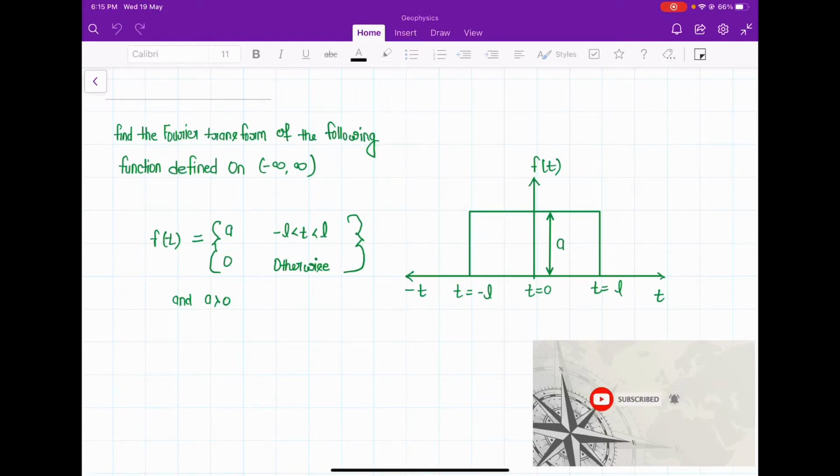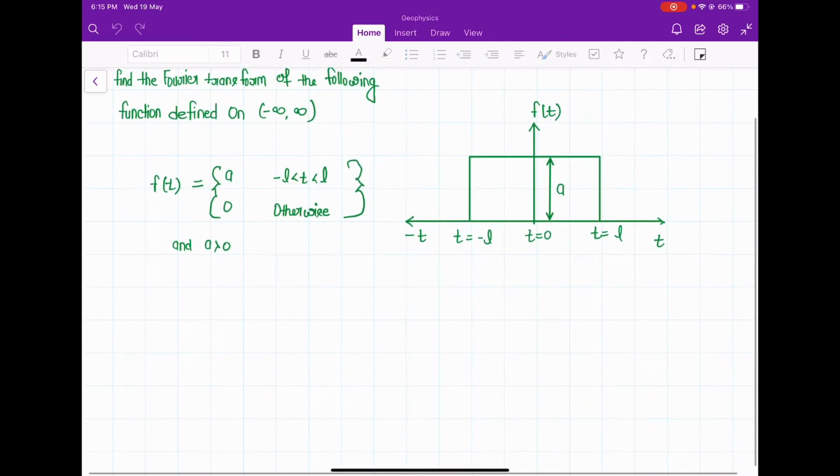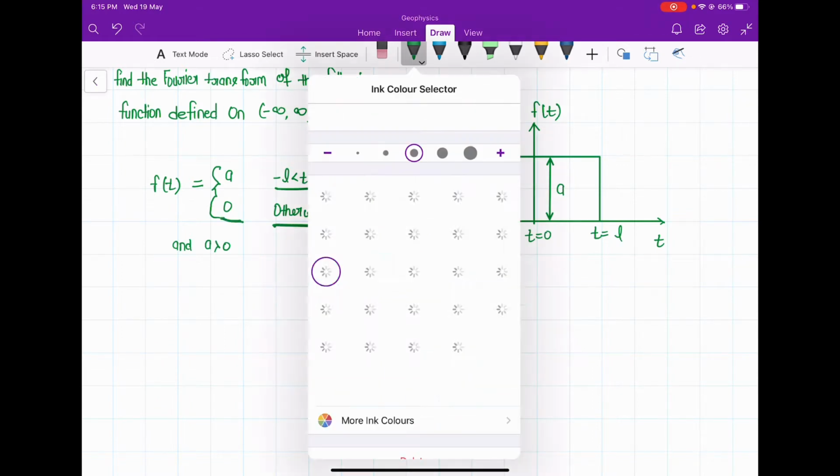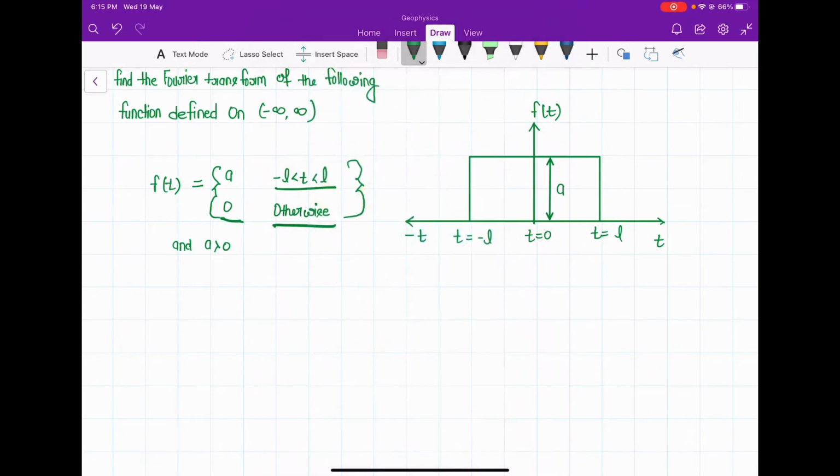In this video, I am going to solve another problem which is based on Fourier transformation. So the problem is: find the Fourier transform of the following function defined on the interval minus infinity to infinity, where f(t) is equal to A when the value of t lies between minus L to L, and otherwise the value is 0. So here we have to find the Fourier transformation of this function.